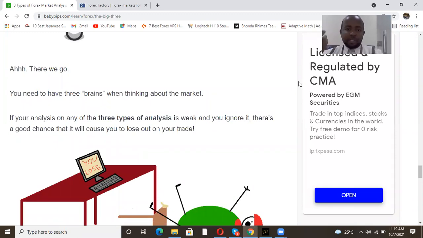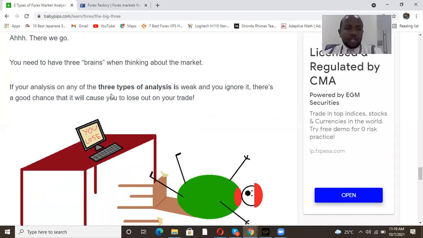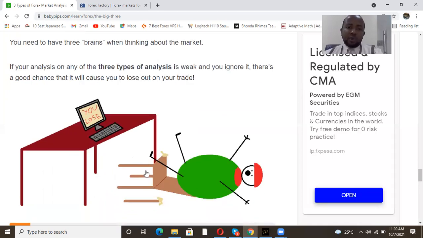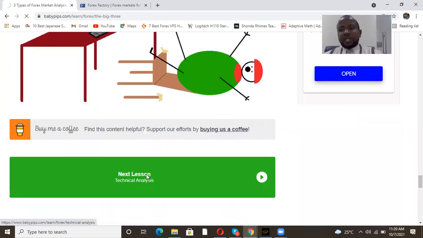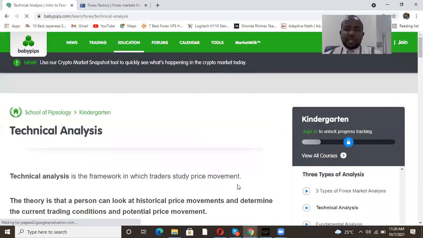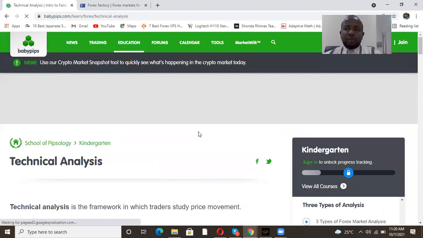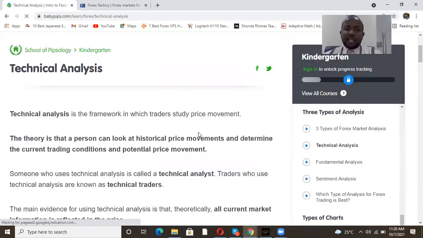I have a lot of resources, not just on Forex, even things that help you grow. So for you to really grow, you need to invest more in knowledge, books, reading more. That's how it helps you. So if your analysis in any of the three types is weak, or you ignore one, there's a chance you lose. Most of the traders out there lose because, of course, most love technical analysis, they love price action, but they tend to forget they have to complement this analysis. And that's what I want to introduce you to today.